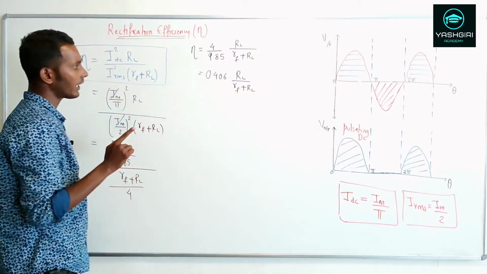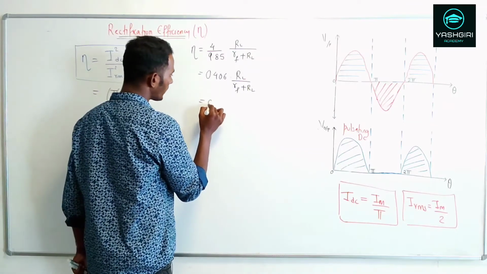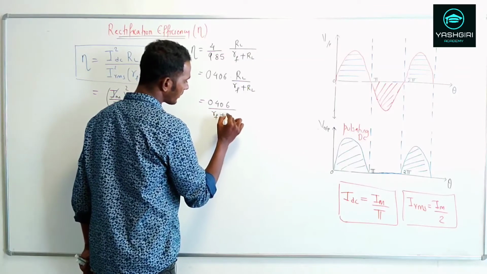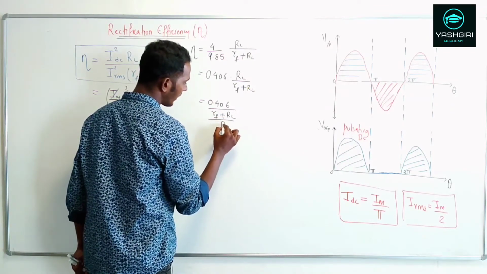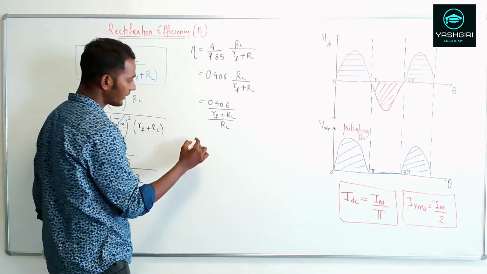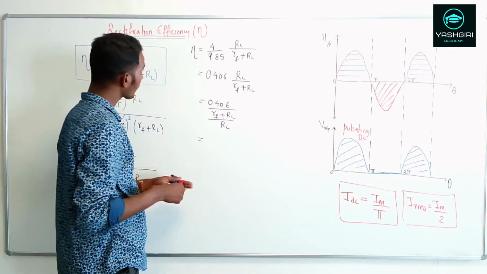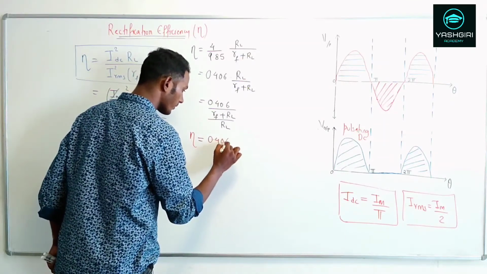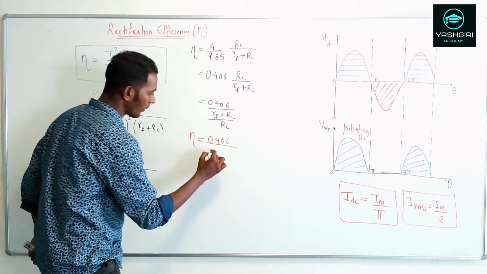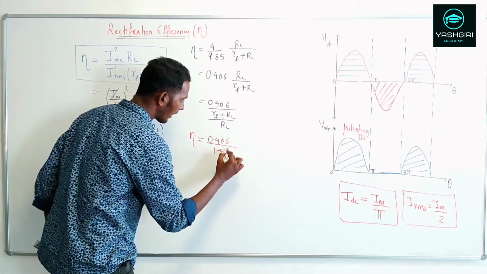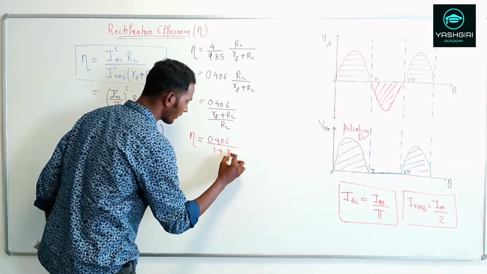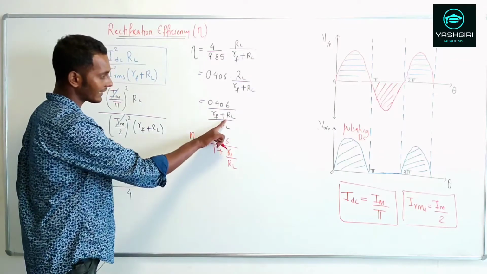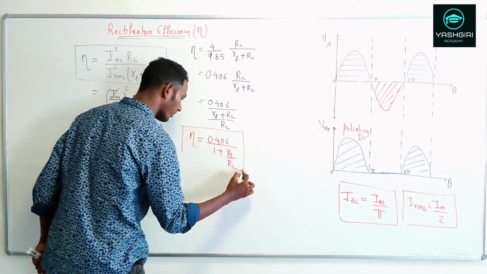Now the same expression I can rewrite as 0.406 divided by RF plus RL divided by RL. And again I can rewrite this as eta is equal to 0.406 divided by 1 plus RF divided by RL. When you divide by RL, you get the same form. So this is the efficiency formula.